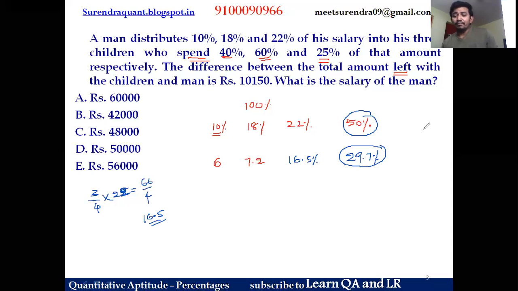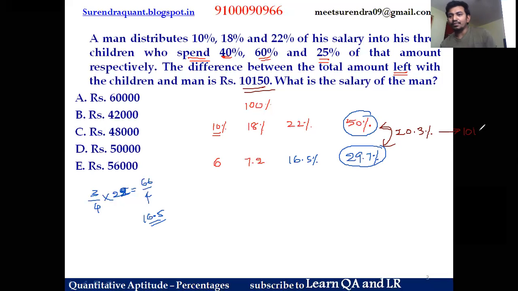And the final money, the difference between the person and the children, is 20.3%, right? 50 minus 29.7 is 20.3%, which is numerically how much, friends? Given 10,150. If 20.3% is 10,150, what is the salary of the man? We consider the salary of the man as 100%, right? So then 100% of the man's worth is how much? So this is cross multiplication, 100 into 10,150 by 20.3.